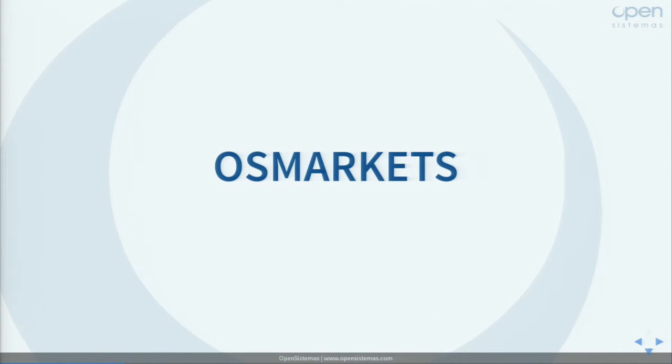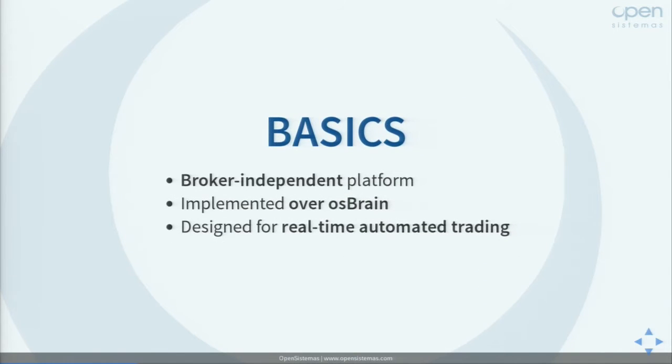So allow me to introduce you to OS Markets. OS Markets is a broker-independent platform for real-time automated trading. With broker-independent, I mean it should be able to work with any broker available out there, as long as, of course, the broker provides you with a convenient API to interact with. It is implemented over OS Brain. We'll see later what that means. But for now, I think it is sufficient to know that OS Brain is what is called a multi-agent system, in which different agents or actors run independently and communicate with each other using message passing. It is designed for real-time automated trading. So that means it must be fast, which it is, and it must also be robust.